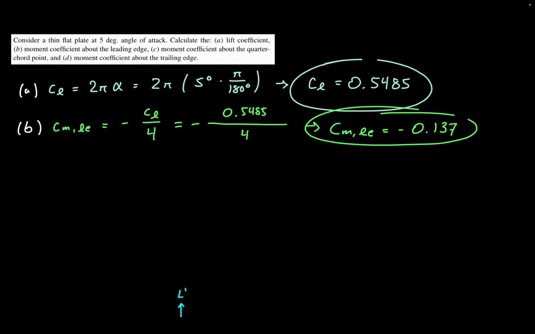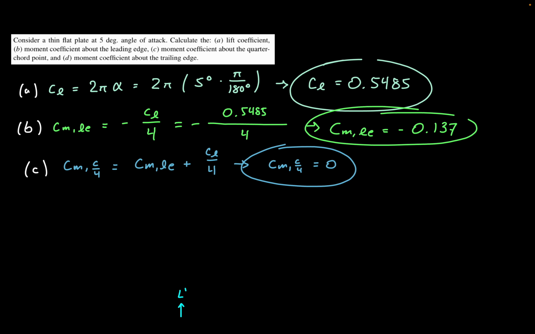Already 2 parts done. Look at that. 2 more to go. So for part C, we'll calculate the coefficient of moment about the quarter chord point. So essentially C_m,c/4, because we're taking 1/4 of our chord. This will be equal to C_m,LE, the coefficient of moment about the leading edge, plus coefficient of lift divided by 4. Well, in this case, this will actually equal 0. And in fact, for all thin symmetric airfoils, this will equal 0, which is kind of cool. It's a neat little property to definitely remember later on, especially for designing airfoils.